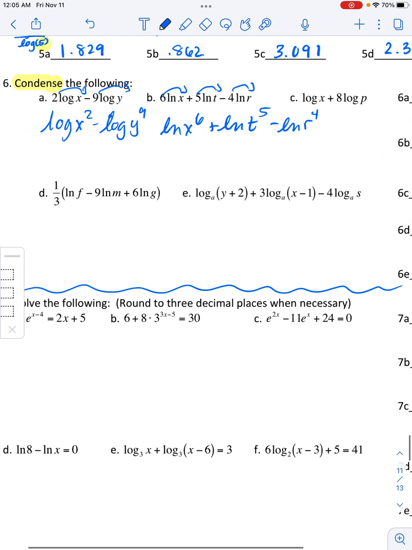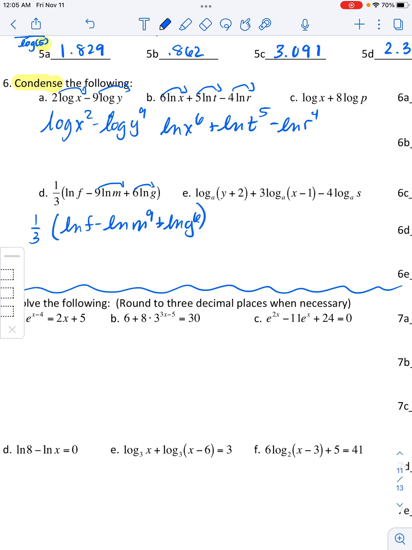In this next one, I am going to move these things. I'm going to do what's inside the parentheses first, so I'm just going to let this hang out for a little bit. This is ln f minus ln m to the 9, and then plus ln g to the 6.